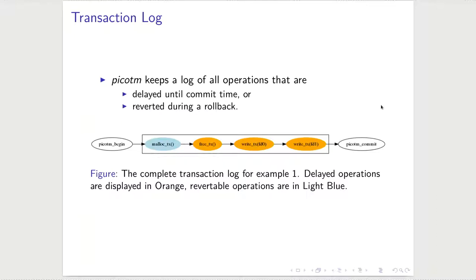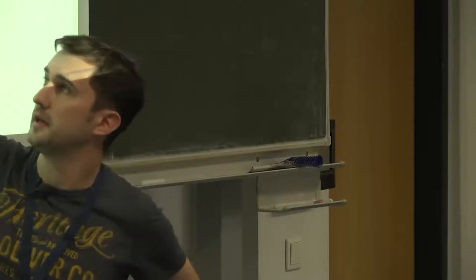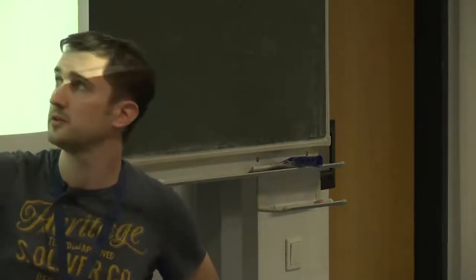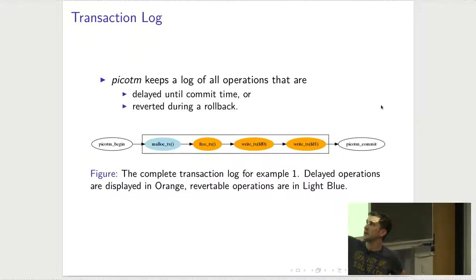One slide about implementation. The backbone for all transactional systems are logs of some sort, and it's like that here. So there is a transaction log that the framework keeps for all running transactions. And this is a full log for the whole example we just saw. So we start, then we did the fill input buffer, which did not do anything. Then we had the compute output buffer, and internally allocated memory, and it freed memory. Then we have the two writes, and at the end we commit.